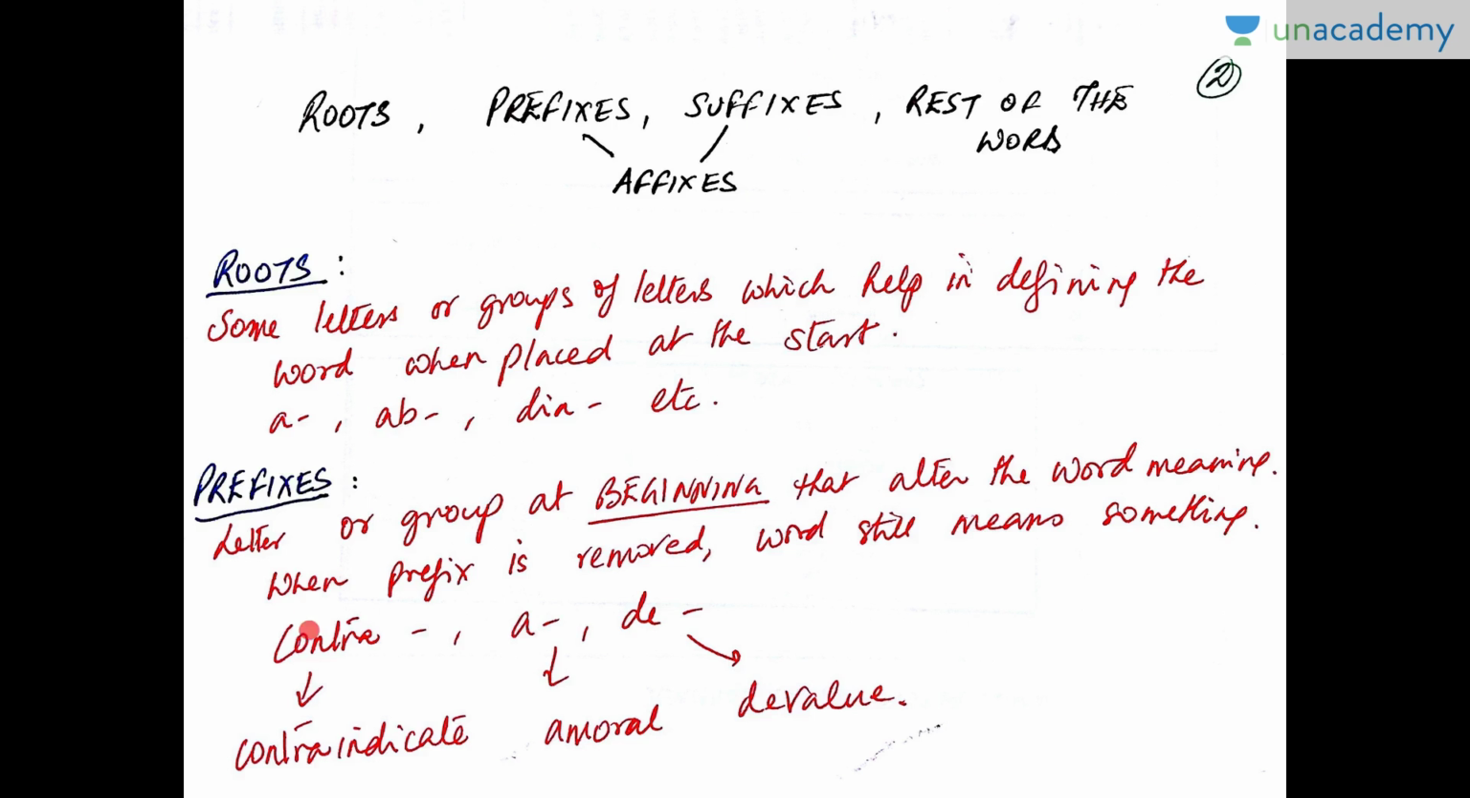Now, roots and prefixes can be used interchangeably, and we are not going to bother about which is which at this stage. Some roots are aba, daya, etc. Prefixes kind of alter the complete meaning of the word when they are put, like contra-indicate gives the opposite of indicate, etc.